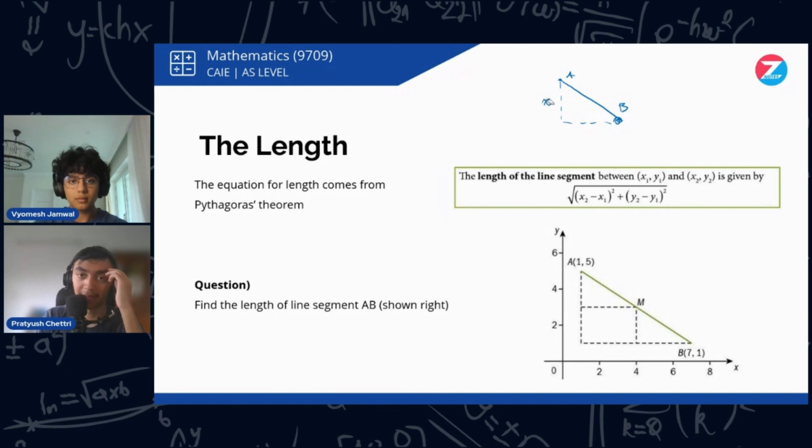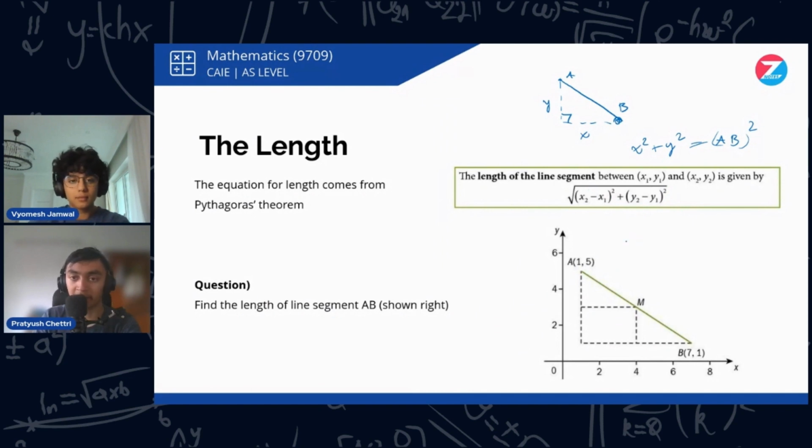No, that's my bad, guys. That's the Y coordinate. Change in Y, change in X. Since it's a right angle triangle, this is actually X squared plus Y squared equals the length of AB squared. You see that? It's a Pythagoras triangle. So that's what we do here to find the length of a line segment. Find the length of the line segment shown to the right, A to B. Again, we need to find the difference between two points, square them, and then square root.